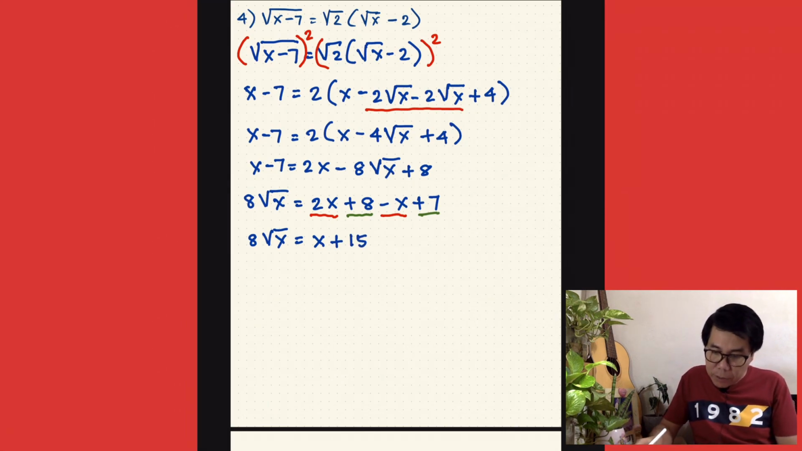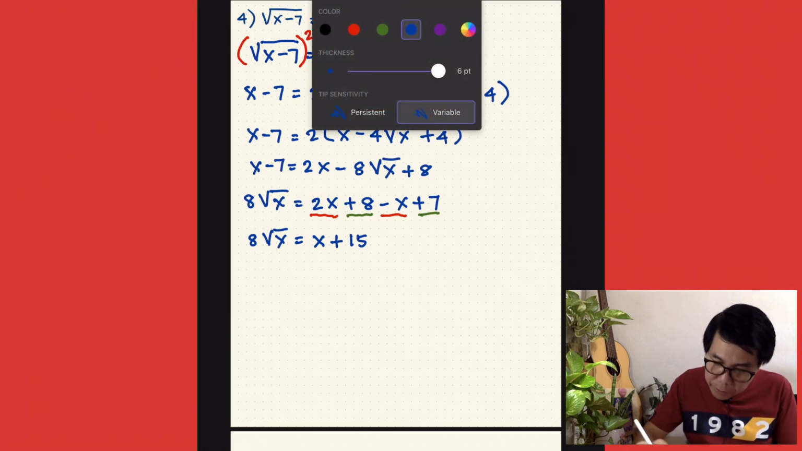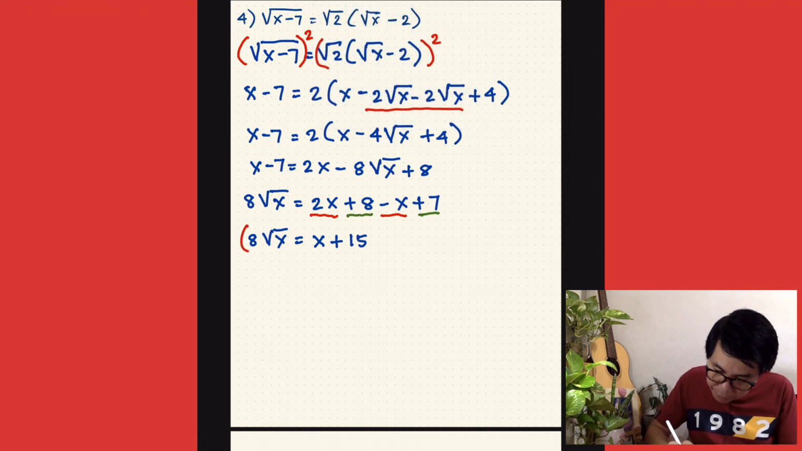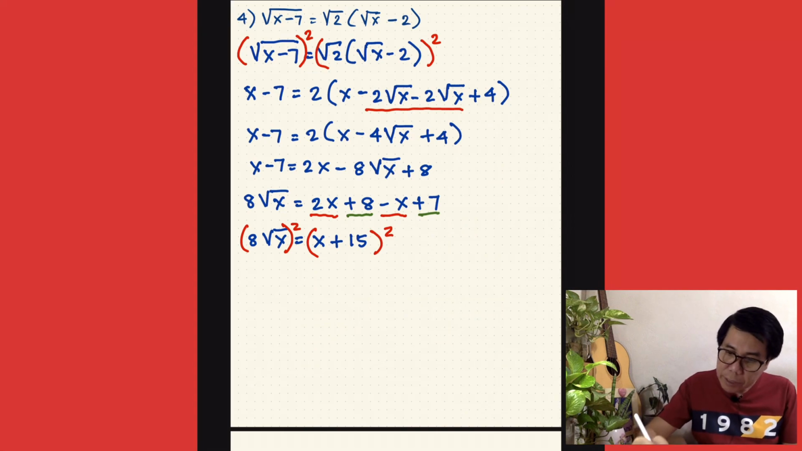Okay, then what we need to do is to get rid of the radical on the left side. So we need to square again, and it must be on both sides, to get rid of the radical.